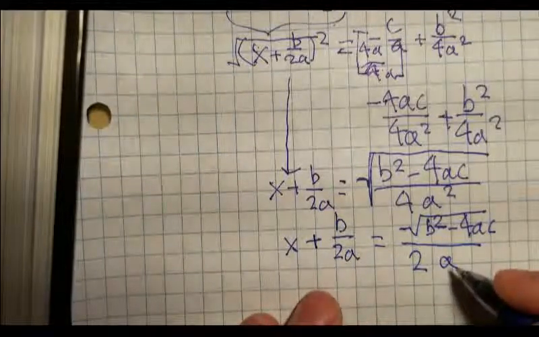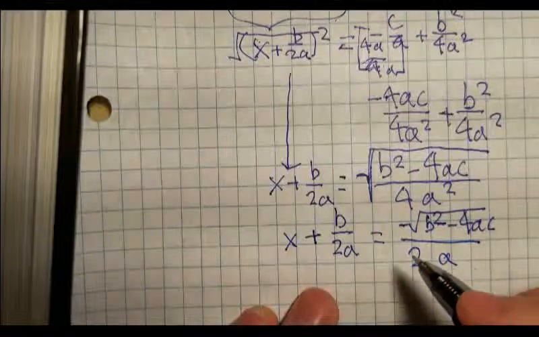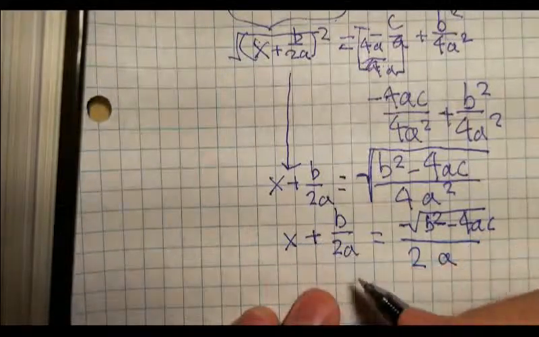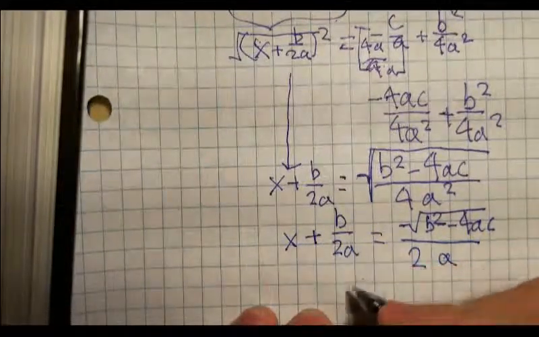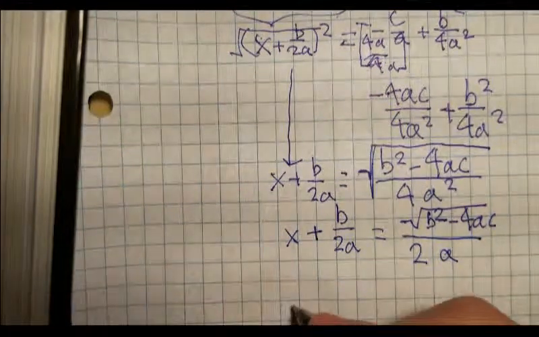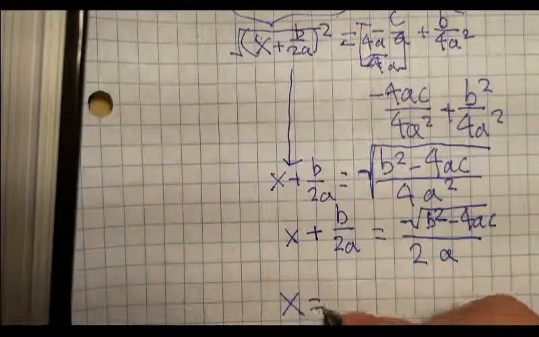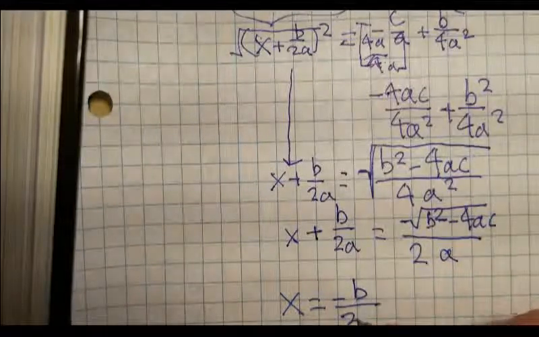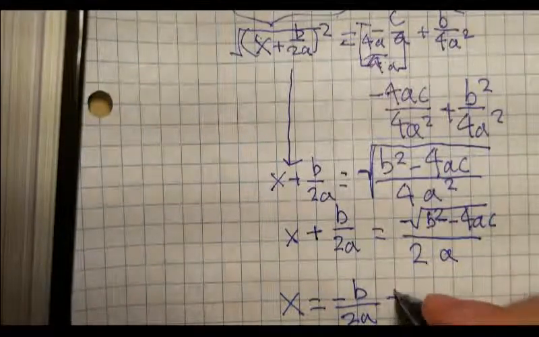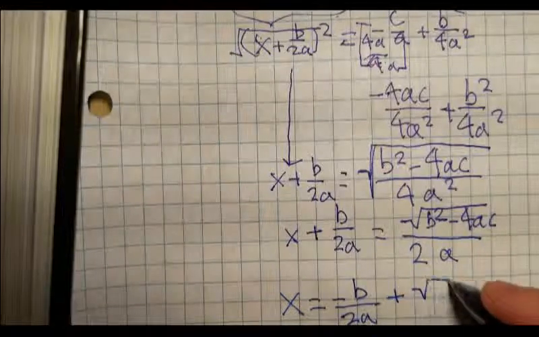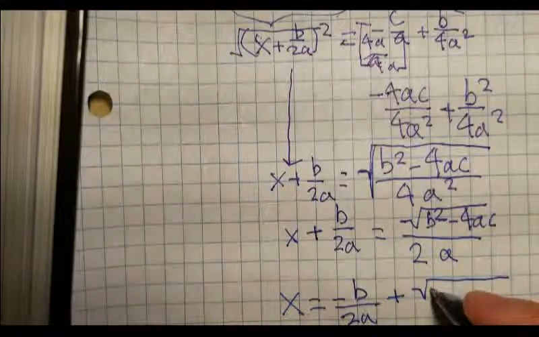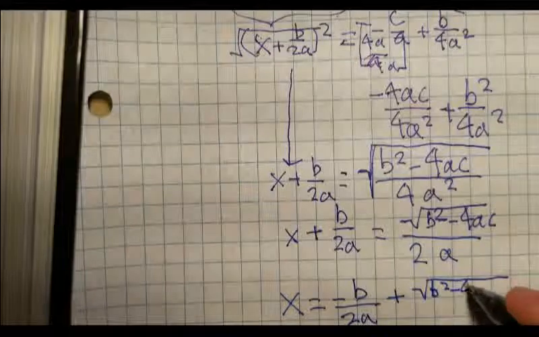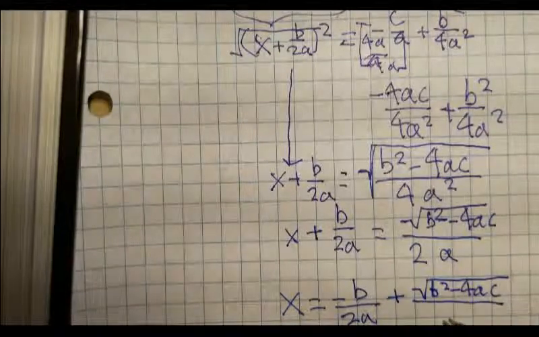So, last step, we're going to move this term to the other side, and that will leave us x equals negative b over 2a plus or negative square root of b squared minus 4ac, divided by 2a.